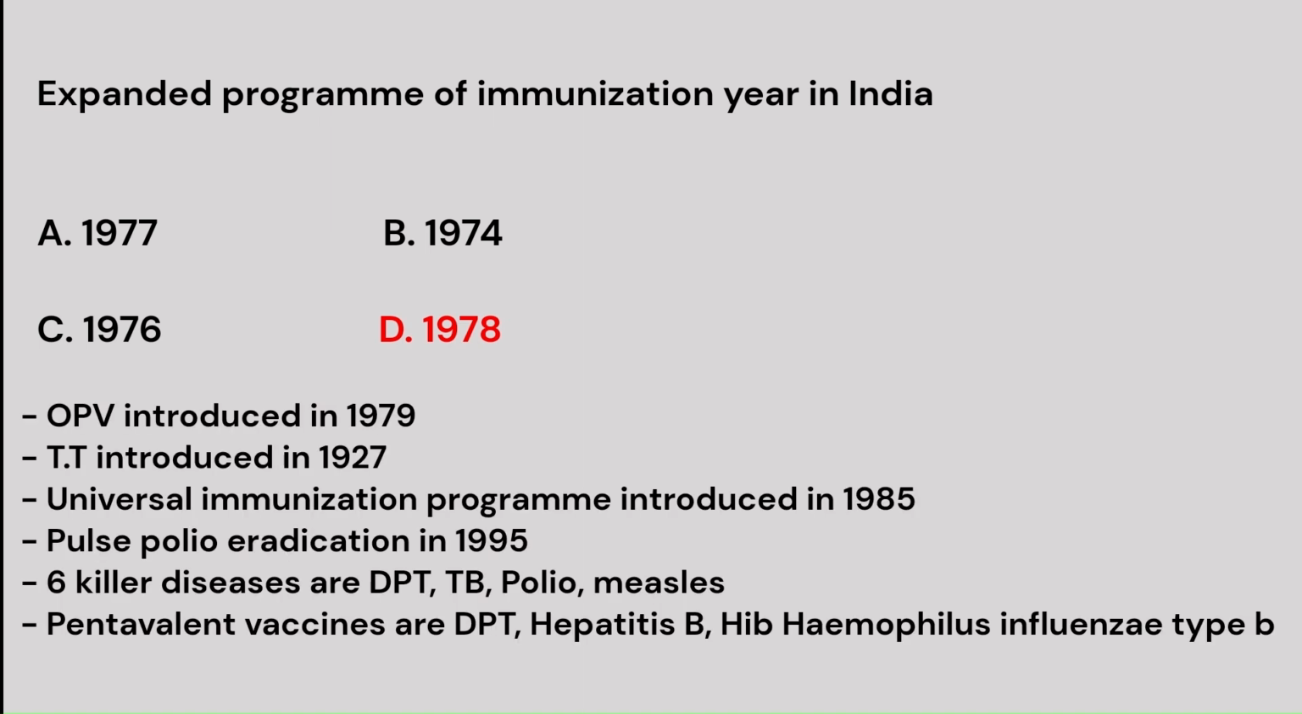OPV introduced in 1979. TT introduced in 1927. Universal Immunization Program introduced in 1985. Pulse polio eradication in 1995. Six killer diseases are DPT, TB, polio, measles. Pentavalent vaccines are DPT, hepatitis B, Haemophilus influenzae type B.